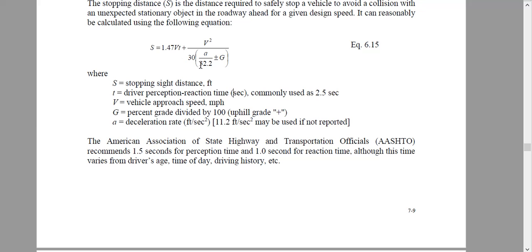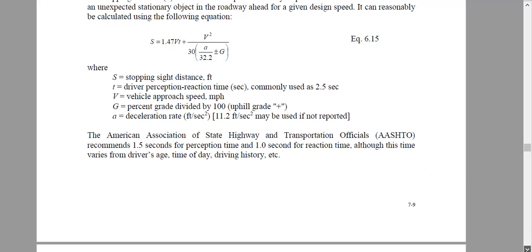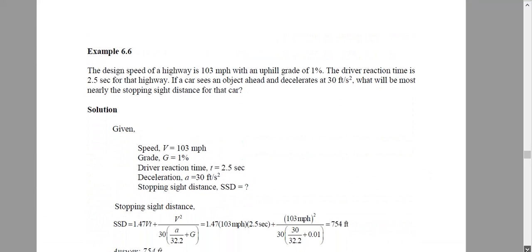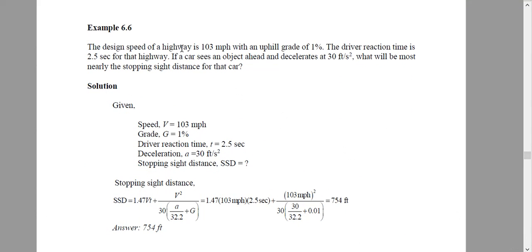So maybe we see an example here, a very short and clear one. The design speed of a highway is 103 miles per hour, uphill grade 1%, reaction time is 2.5 seconds. If the car sees an object ahead and decelerates at 30 feet per second squared, what will be the stopping sight distance? So V is given, 103 miles per hour. We will not change the unit because that equation uses miles per hour. T is given, 2.5.